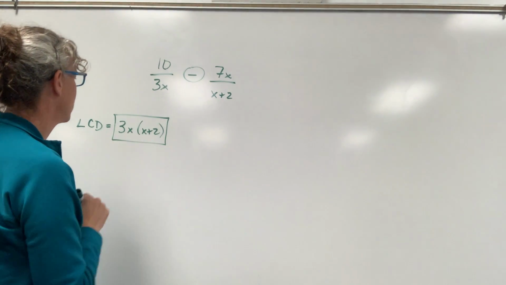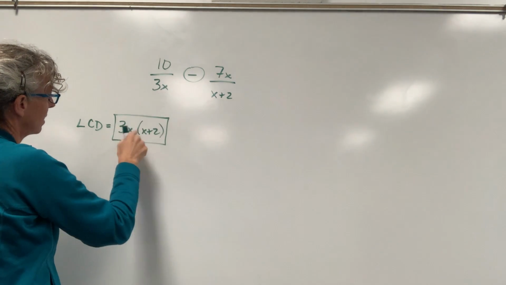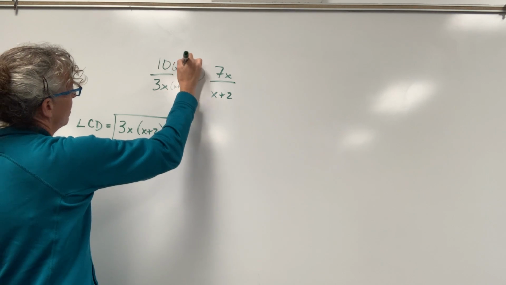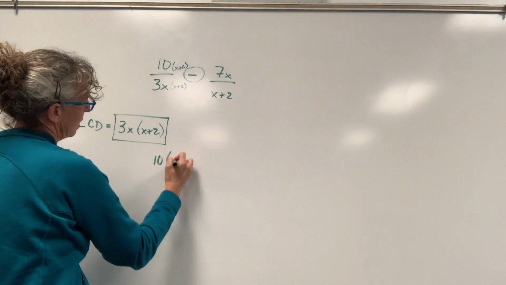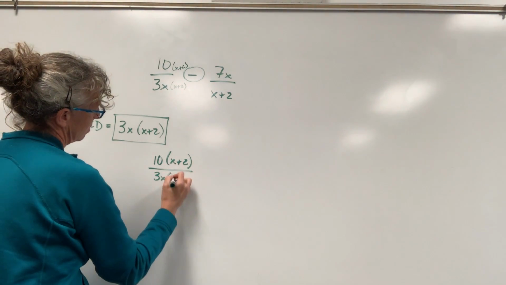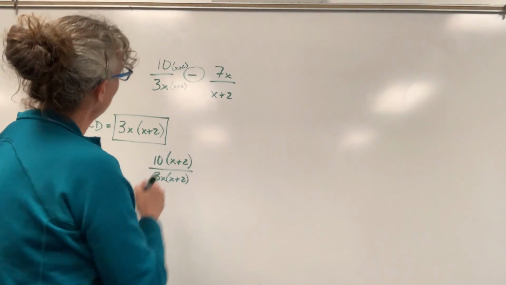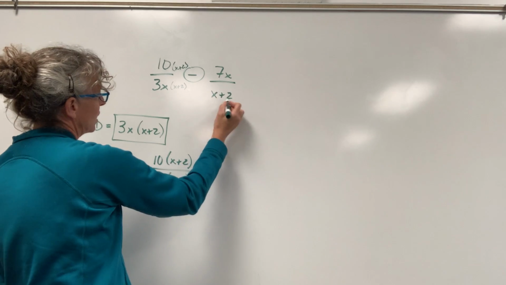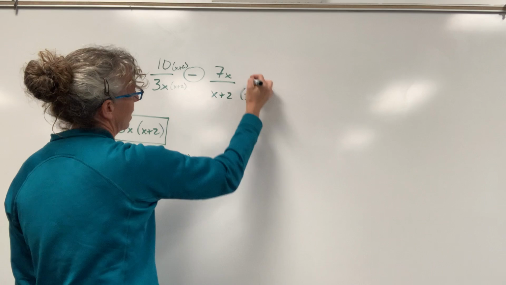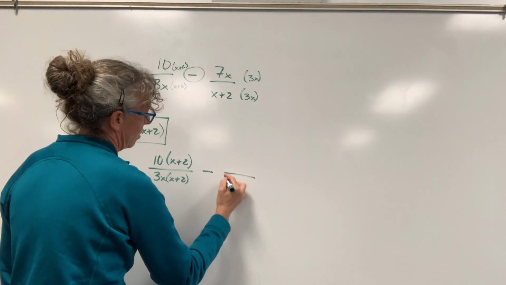Okay, so let's go ahead and change things up. So 3x, I have a 3x, it would need an x plus 2. So be fair and do it on the top and the bottom. So it's going to be a 10 times an x plus 2 over the common denominator, right? Okay, so then we're going to subtract. x plus 2 needs the common denominator's 3x, so we're going to multiply it by 3x. Okay, so we put it over our common denominator.